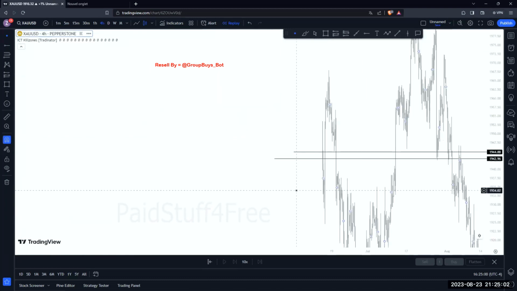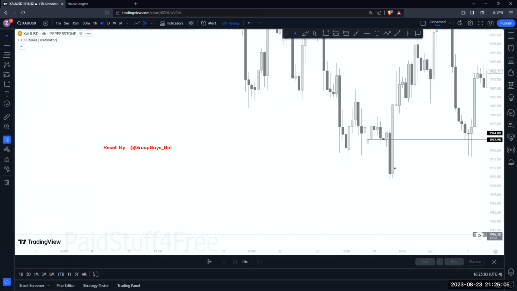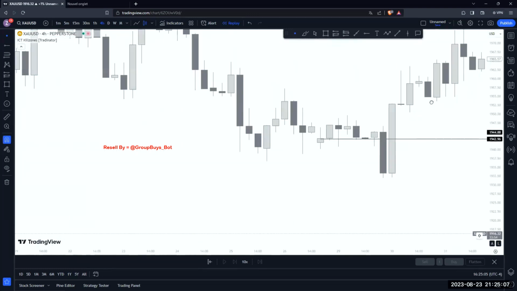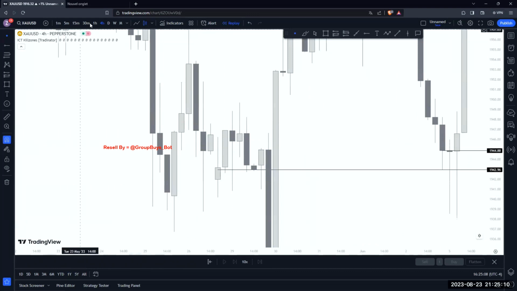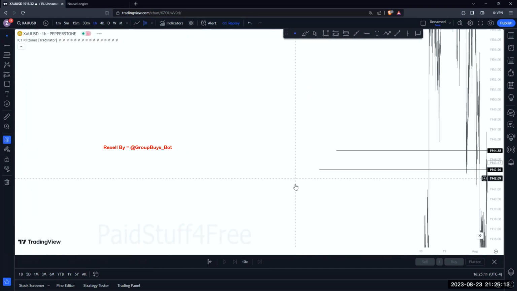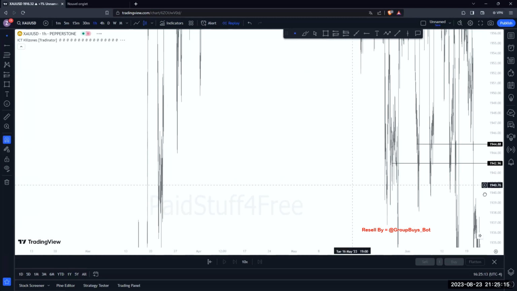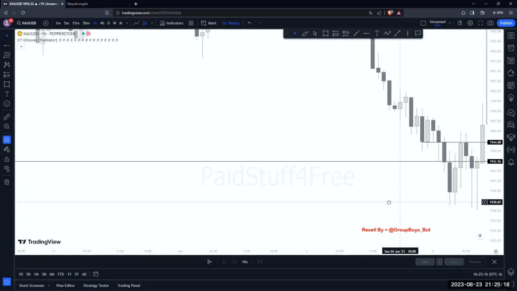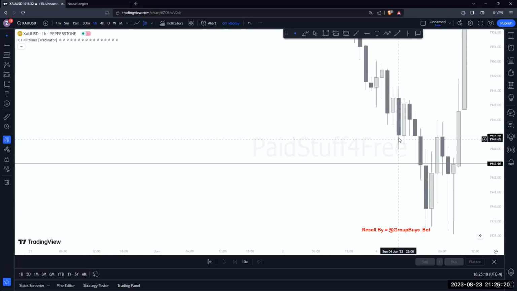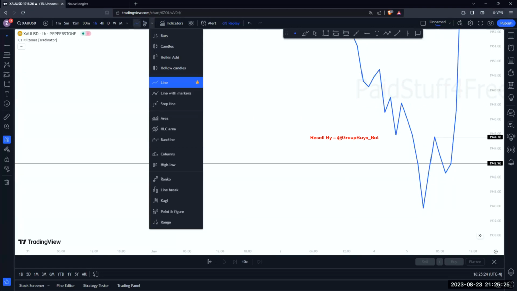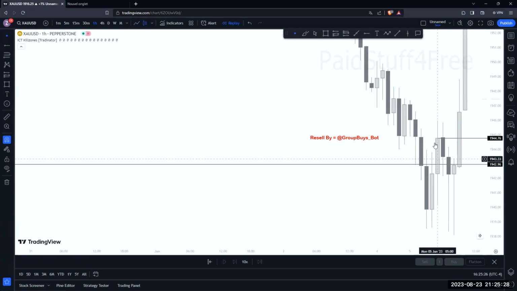H4. Decision level there. And then you go to H1, looking for the refinement. So you tell me what should I do in this scenario here. So what do you see on the H1 here? Resistance break support. RBS, resistance becomes support, not breakout support. Becomes support. Yeah. Okay. So what do we do in this case?